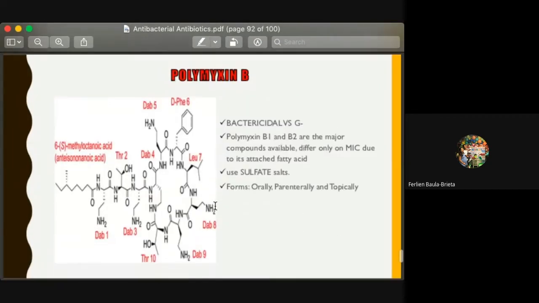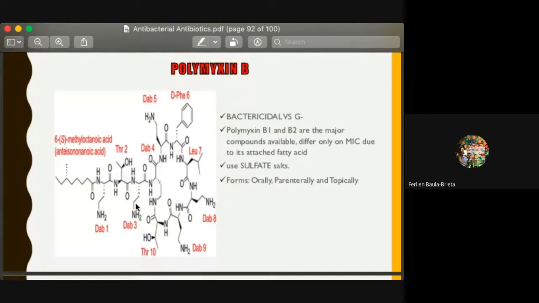And then another one is polymyxin B. It also has many peptides. So it's difficult to memorize these polypeptides. But if ever you have to familiarize more, remember the structure of vancomycin.